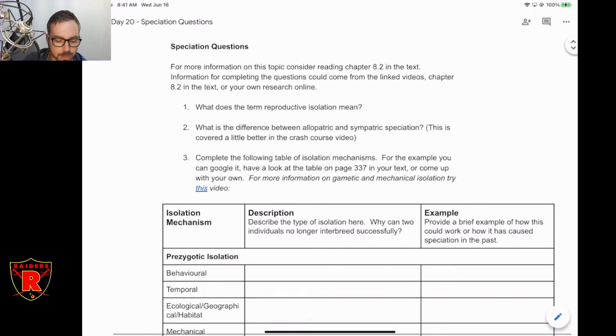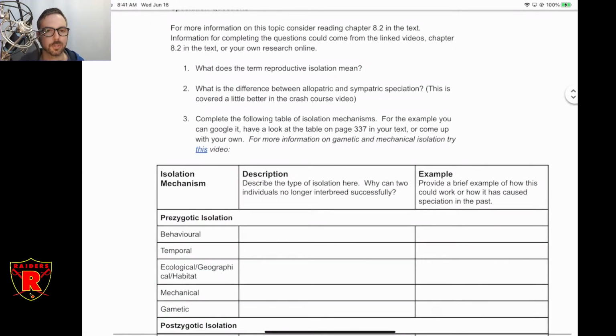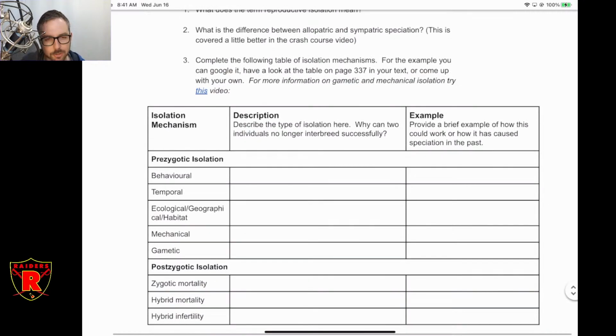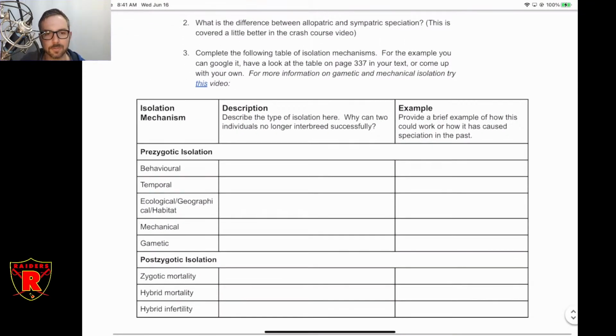This is a little Google Doc, by the way. You don't need to hand this in. This doesn't go in your notes document. But these questions go along with Chapter 8.2 in the text. And you just answer them as you go. Okay, so I would consider probably reading the questions before you start reading Chapter 8.2. And then you just answer them as you go through. And then you fill in this little table.